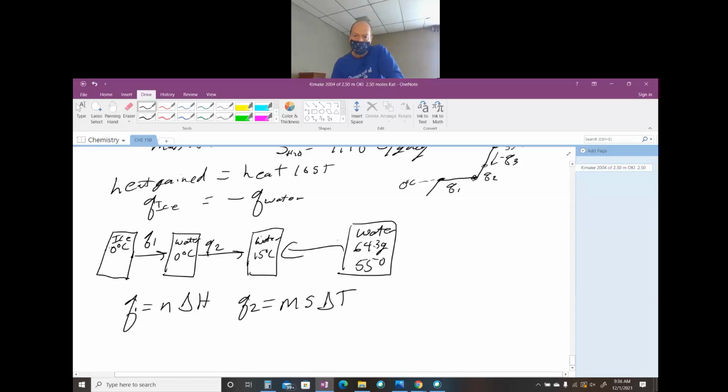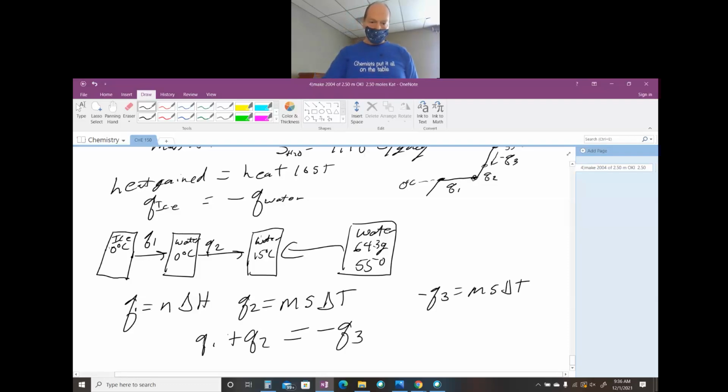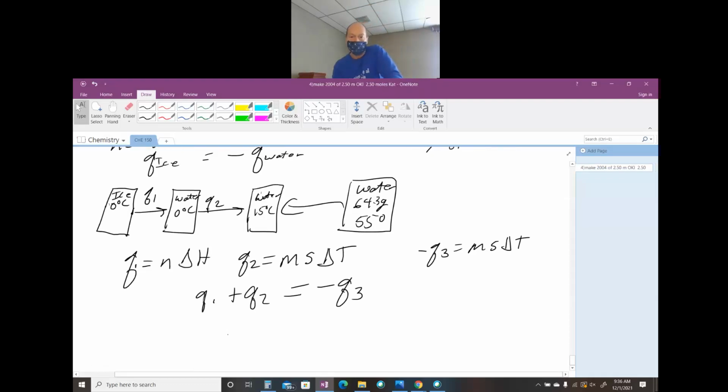Q3 is also changing temperature. All right, and so we need negative Q3, which is MS delta T as well. And so we're going to add Q1 plus Q2, and that is going to equal negative Q3. That is, your heat gained is equal to heat lost. All right, but we can only have one unknown, and so we have moles here and we have mass here, and the question is, what mass of ice had to be added?